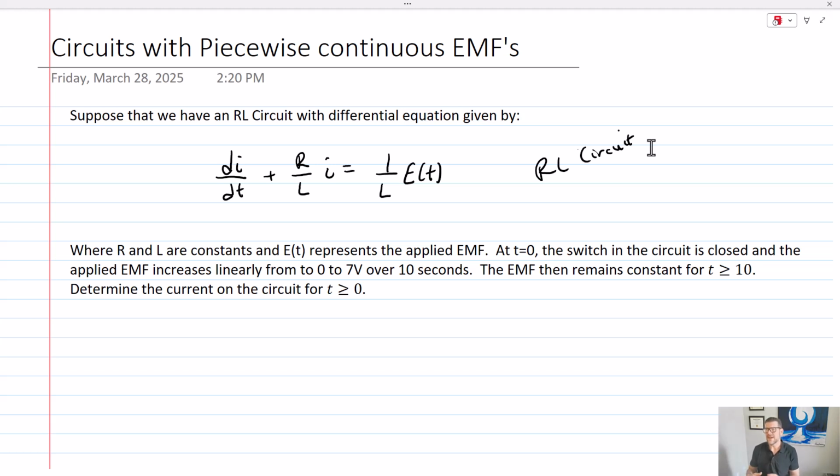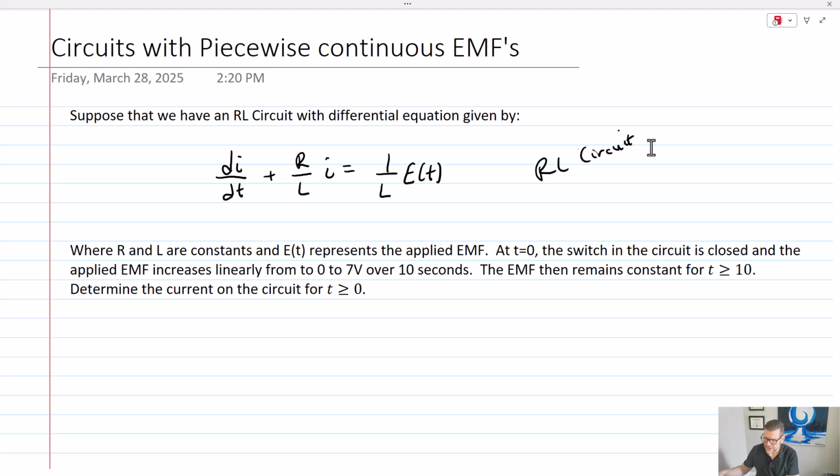One of the things that makes something like this a little tricky is that we've got R over L and 1 over L, so we've got a lot of variables in here. But pretty much it's the same process that we've been using for finding the solutions to differential equations using Laplace transforms and the second shifting theorem.